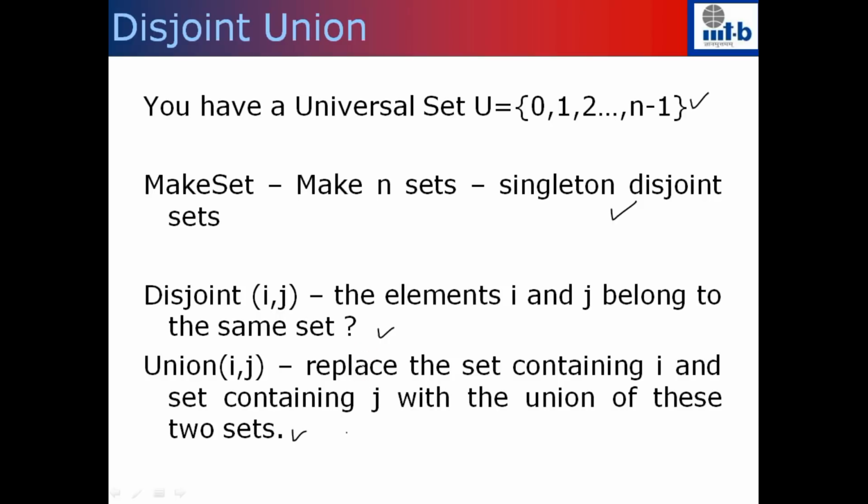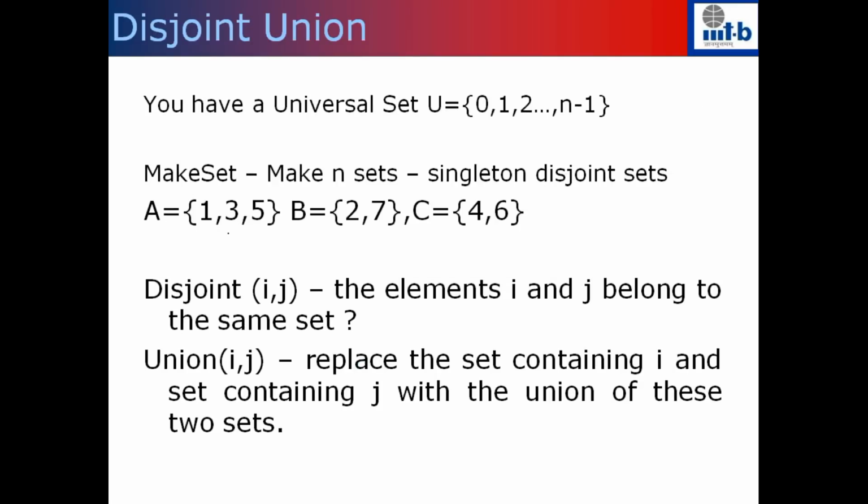For example, I have the set A which contains 1, 3, 5, set B contains 2 and 7, and set C contains 4 and 6. If I give you disjoint 4, 5, that means they are in different sets. 4 is in set C, and 5 is in set A, so they are in different sets. If I give you 3, 5, then both 3 and 5 are in the same set. Now if I want you to merge B and C, I might give you union 2, 4. The set containing 2 is B, the set containing 4 is C, so you should replace B and C with one set which contains B union C.